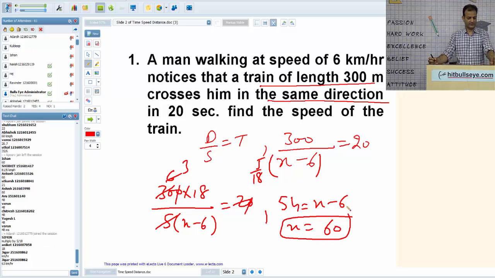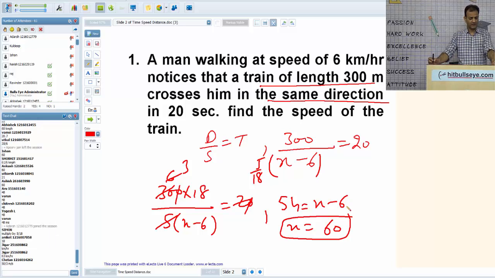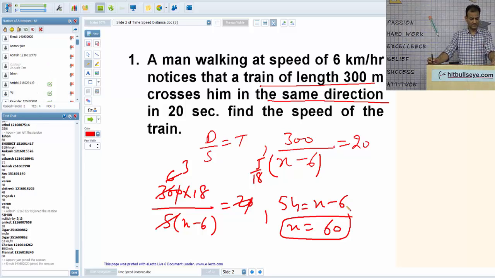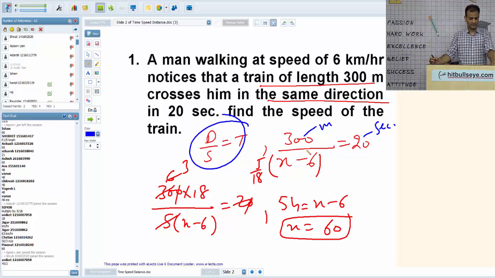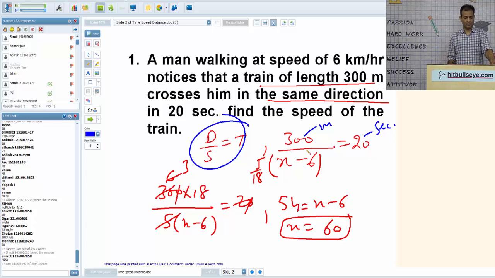Those students who have given the answer 60, it is the right answer. An answer of 48 would be possible if it were moving in the opposite direction. Very basic question of time, speed, distance, and most of the students are getting it wrong. Now all of you have understood. Answer is 60 km per hour. Distance by speed is time, and we have to see the units. This is 300 meter, this is 20 second, and this is kilometer per hour. So answer is 60.